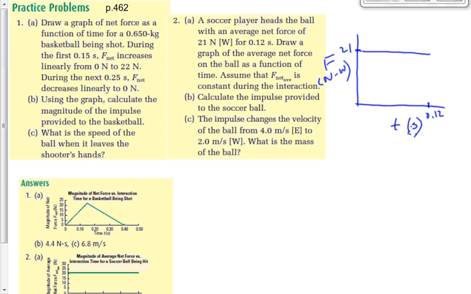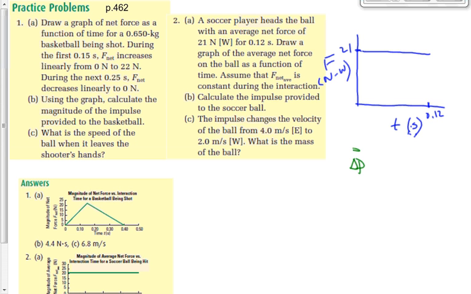Now the question says, in B, calculate the impulse provided to the soccer ball. Now, there's a couple ways you can tackle this one. What's one of the ways that you could tackle this one? Once I got my graph drawn, everybody should think of 3 words, right? What are the 3 words, Tasia? Good. Area equals impulse. We can find the area of this, right?